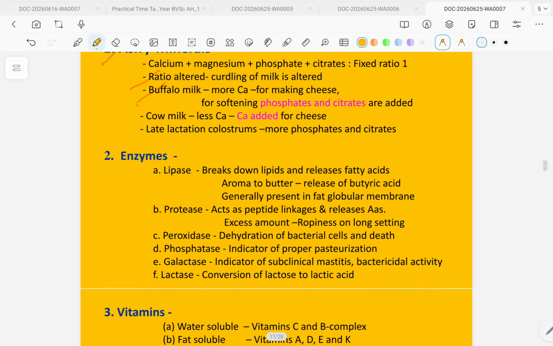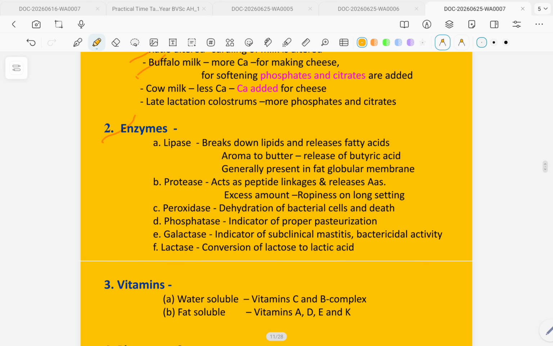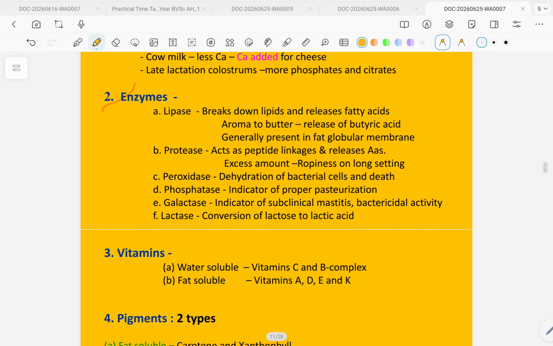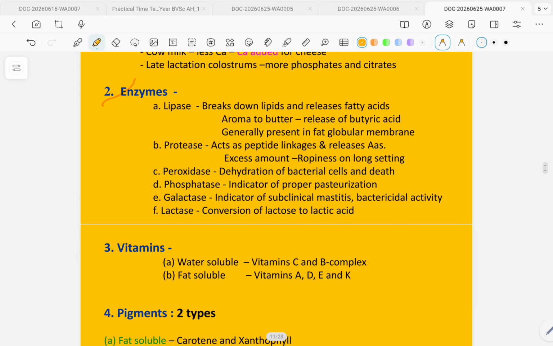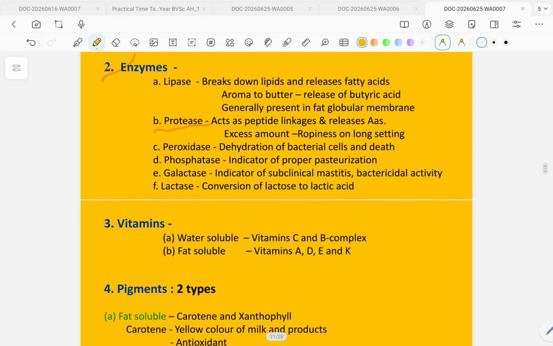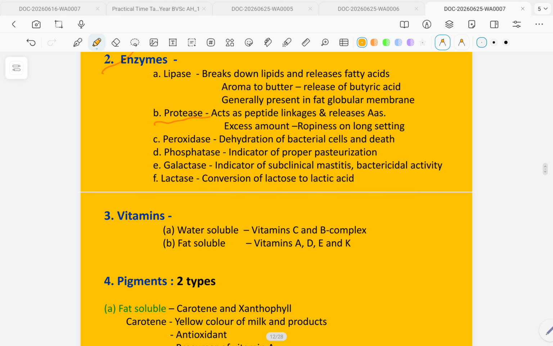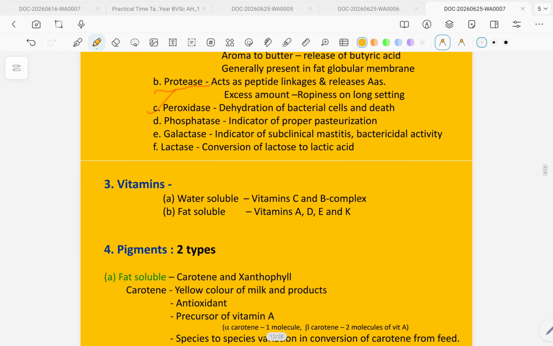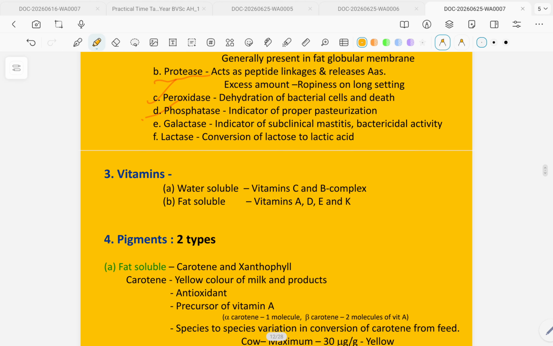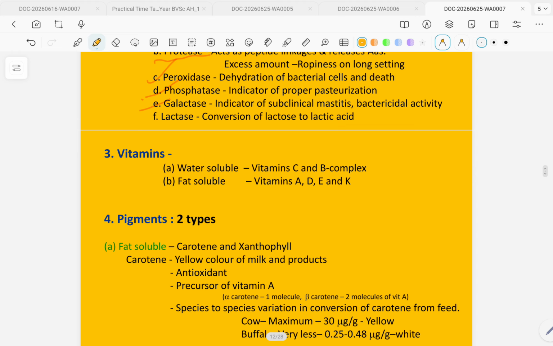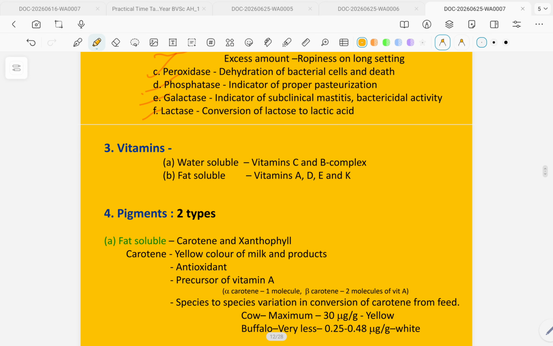Late lactation: cholesterol, more phosphate and citrate. Enzymes: lipase breaks down lipid and releases fatty acid, giving aroma to butter through release of butyric acid; it is generally present in the fat globule membrane. Protease acts on peptide linkages and releases excess amounts on long standing. Peroxidase causes dehydration of bacterial cells and death. Phosphatase is an indicator of proper pasteurization. Catalase is an indicator of subclinical mastitis and has bactericidal activity. Lactase converts lactose to lactic acid.